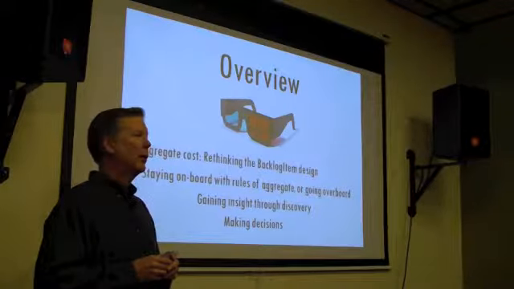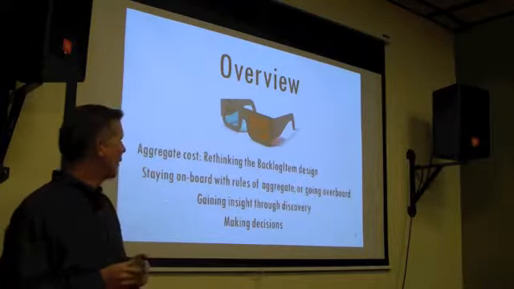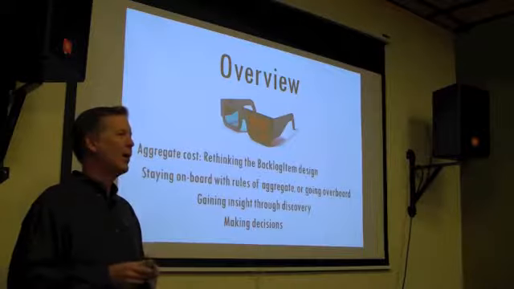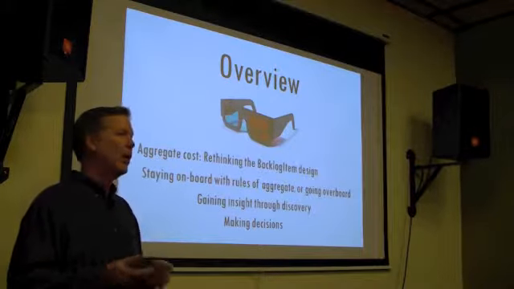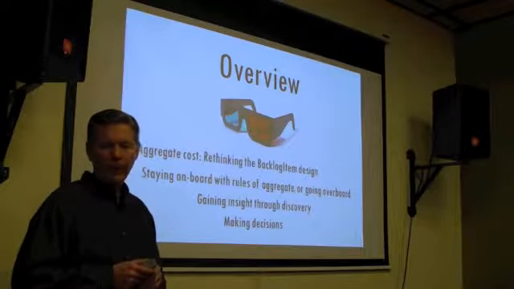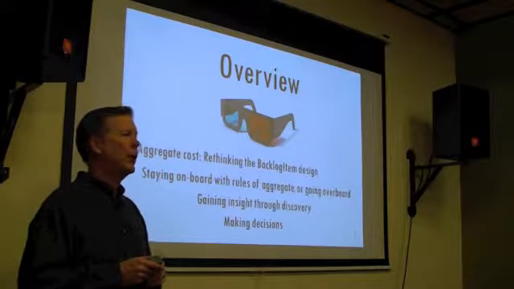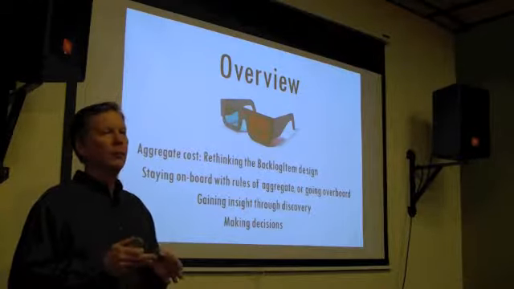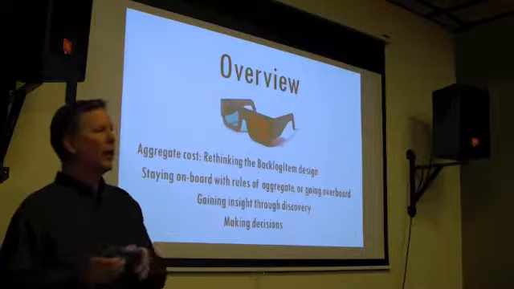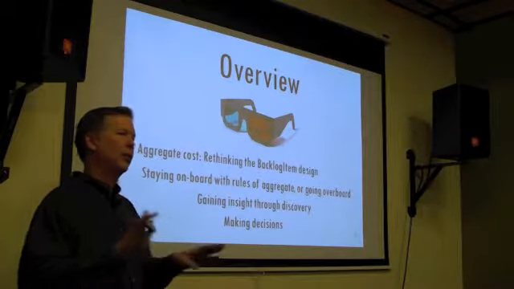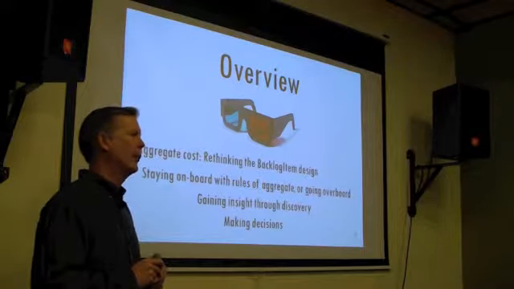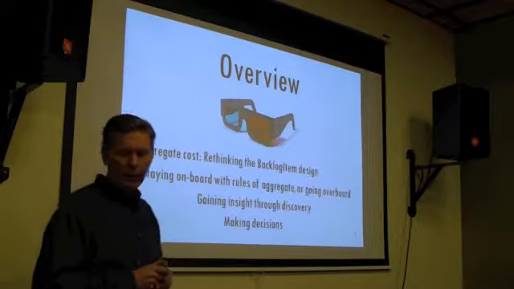So we can think in terms of, are we staying on board with aggregate rules of thumb, or are we going overboard? Are we trying too hard to model the domain so thin that maybe we cause other problems for ourselves? So where do we strike a balance? And then how can we gain insight through discovery? As we go into the process of redesigning the current backlog item into maybe another kind of aggregate structure, breaking those up, what could we learn from the discovery process of doing that? We might actually gain more than we ever anticipated.